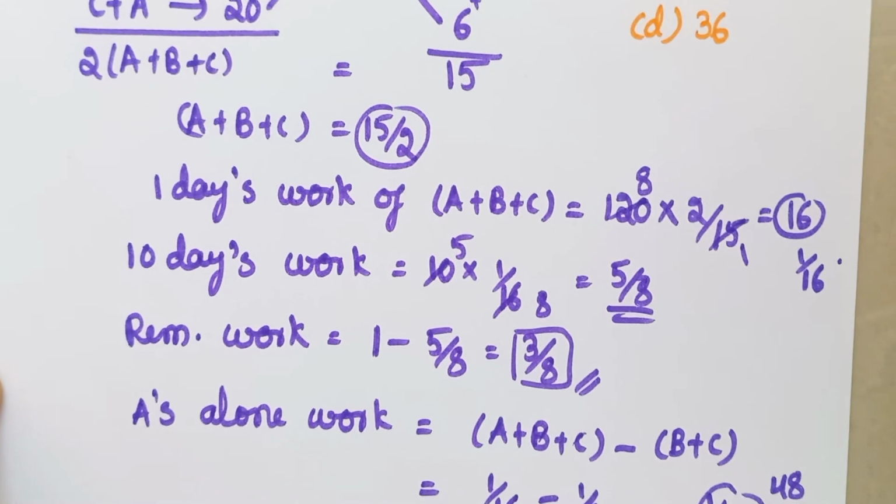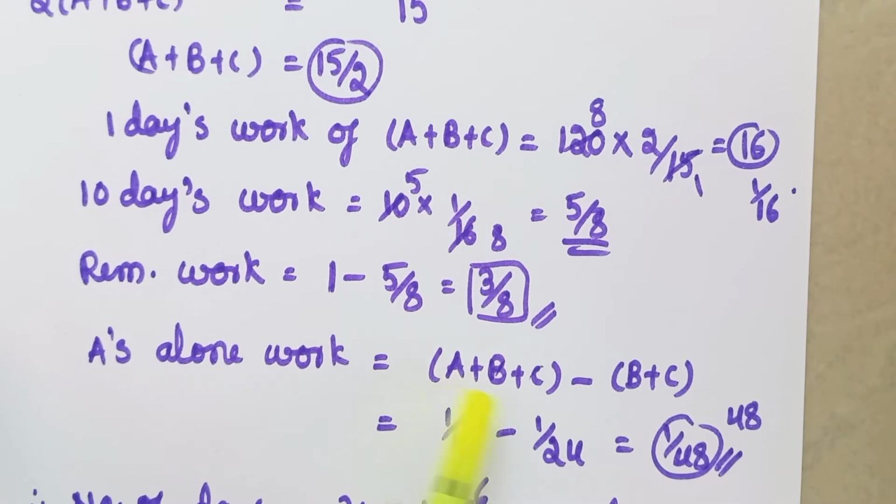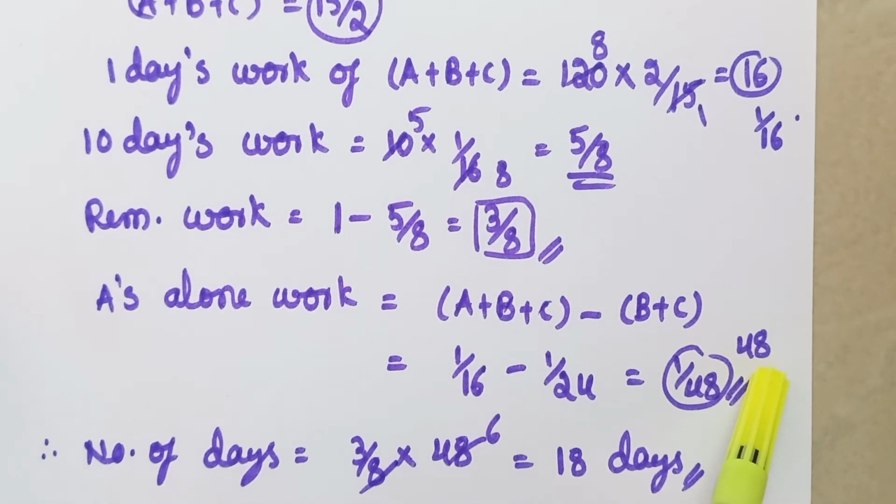So, in order to find that, we have to subtract the B plus C work from the total work done by A, B and C. So, A plus B plus C's 1 day's work is nothing but 1 by 16 and B plus C's 1 day's work is nothing but 1 by 24. If we simplify this expression, we will get 1 by 48. So, if we want to find the number of days, we have to simply invert this ratio that we already know. So, that is nothing but 48.